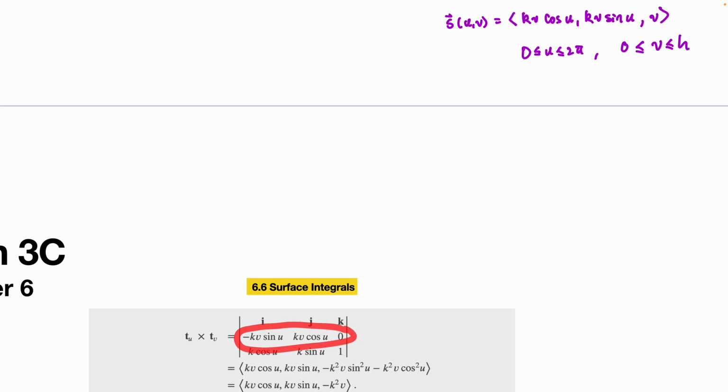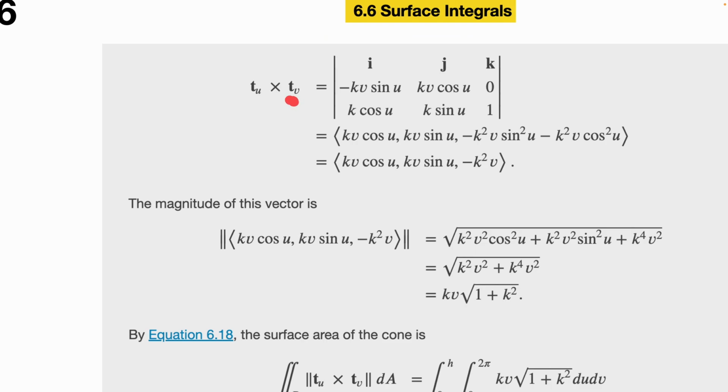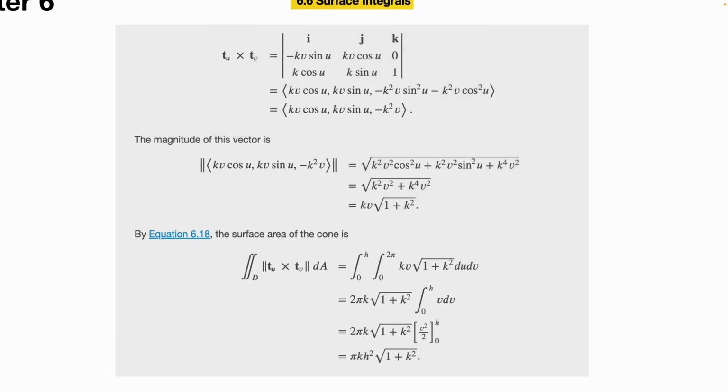So the partial with respect to U, here's our position vector. V is not U, it's U, derivative of cosine is negative sine, derivative of sine is cosine. The partial of V with respect to U is 0. And then you can confirm the same thing for the partial of the position vector with respect to V, which gives you this, and continue looking at the calculations. Pretty straightforward.